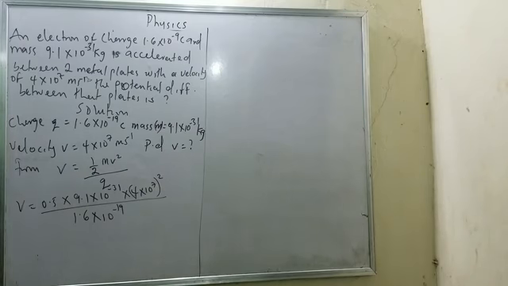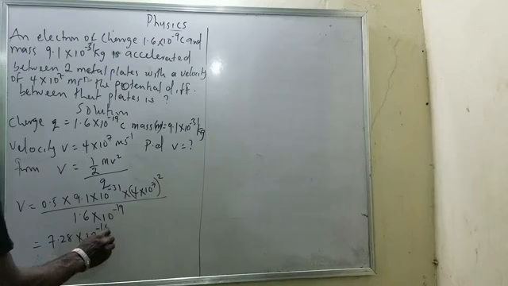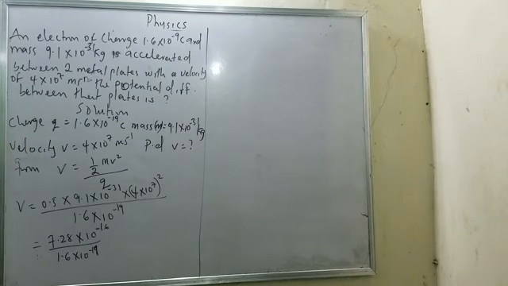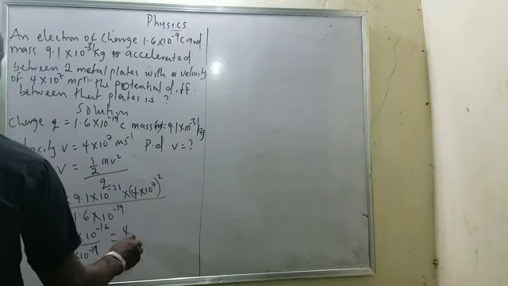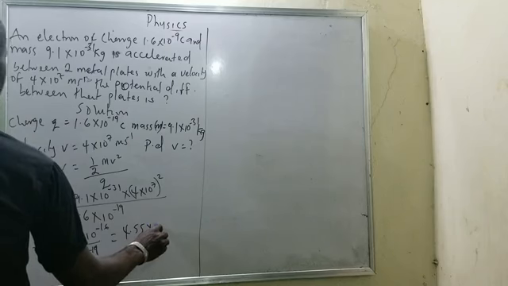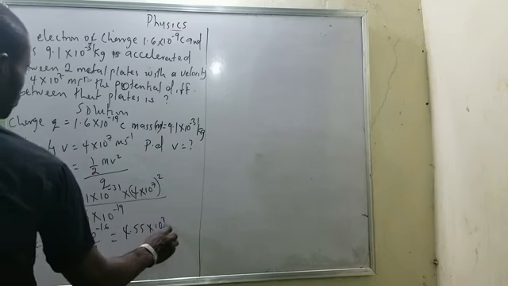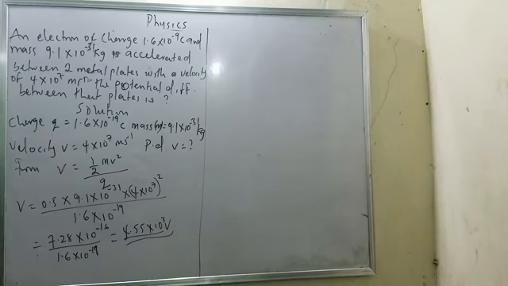Now, it means I'll be working towards V, which is 7.28 multiplied by 10 raised to power minus 16 divided by 1.6 times 10 raised to power minus 19. On my calculator, I'll be having 4.55 times 10 raised to power 3 volts. That's what I'll be working towards. That's my answer.